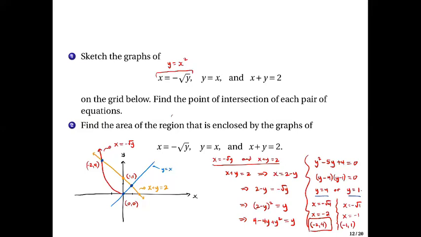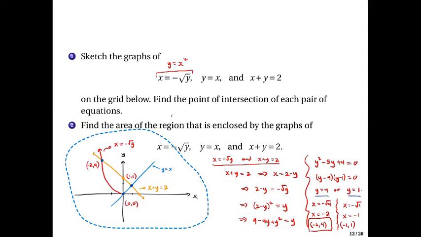Okay? Questions? Okay. So we solved the second problem now.